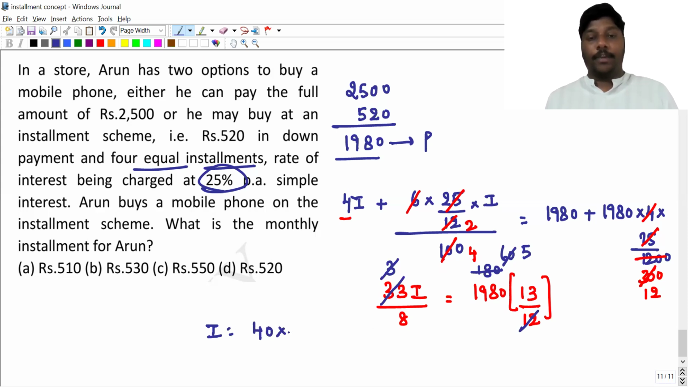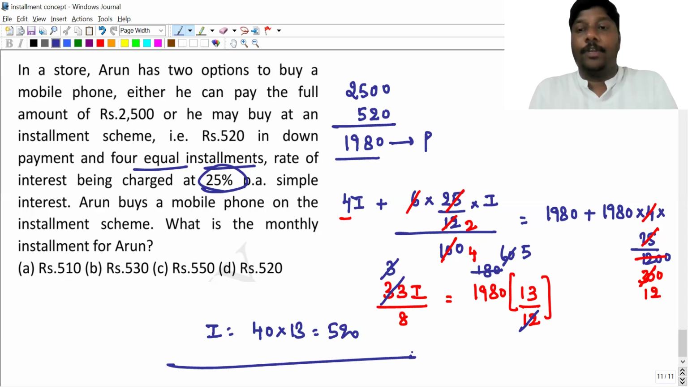40 into 13. What is 40 into 13? 520. You can do much more faster when you know what you have to write, the calculations. Okay, so directly you can come to this step and then simplify. You'll be getting I is equals to 520. Here yearly rate of interest is 25%, but monthly rate is what? 25 by 12. That's all you need to take and apply same like yearly installment. Okay, 4 months you take it as 4 years. Interest we are changing, so it doesn't matter.